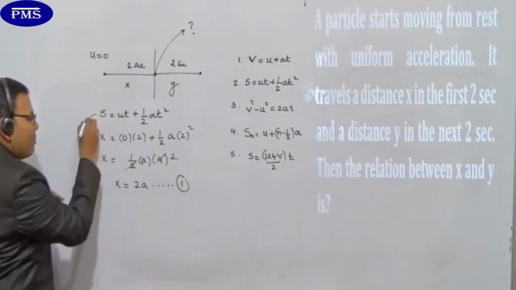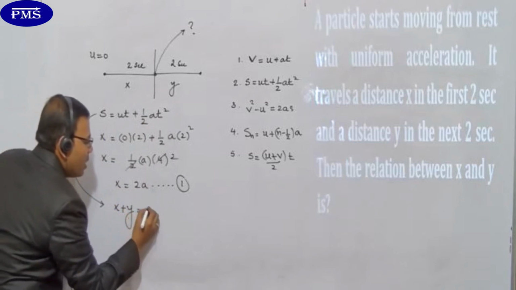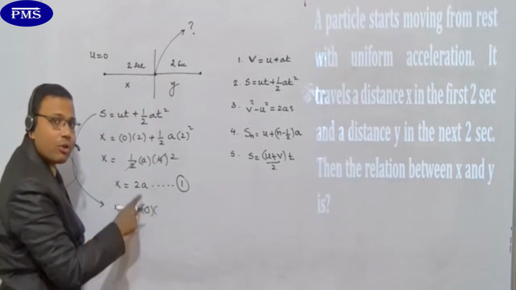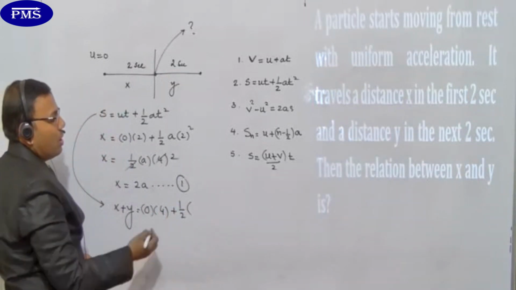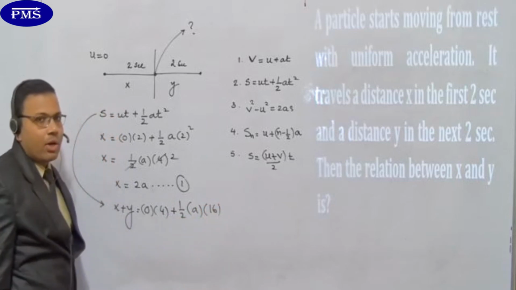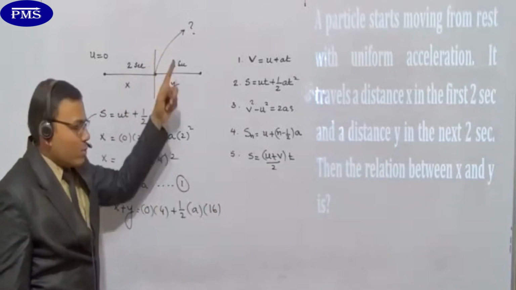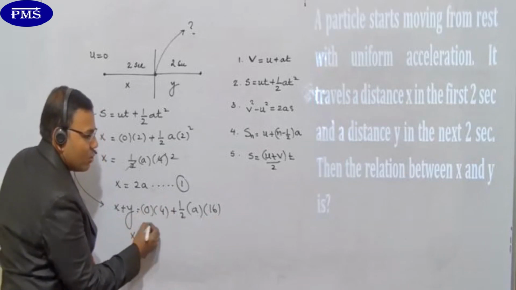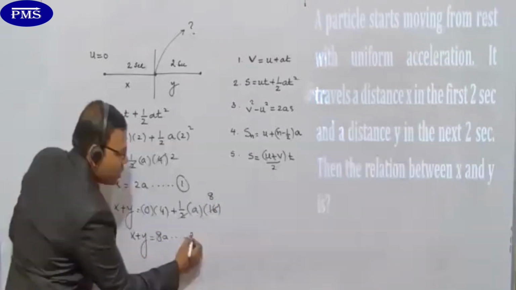Again I am using the same equation here: s is x plus y, initial velocity 0 into time. As we added both displacements, we also add the times. So it is 4 plus half a. What is a? Again we don't know, but it is uniform. The time is 2 plus 2, that is 4, and the square of 4 is 16. So x plus y equals 0 plus one half times 16 a, which is 8a. So this is equation 2.